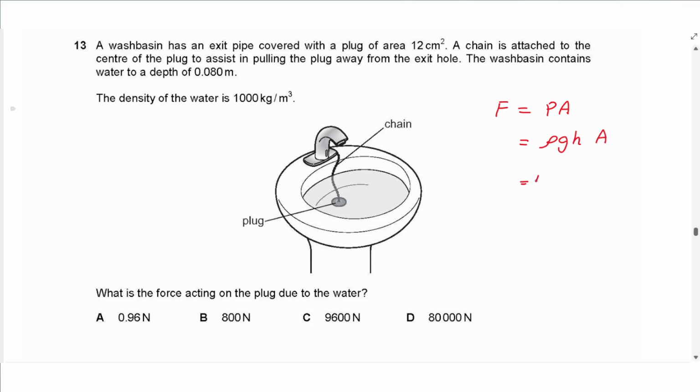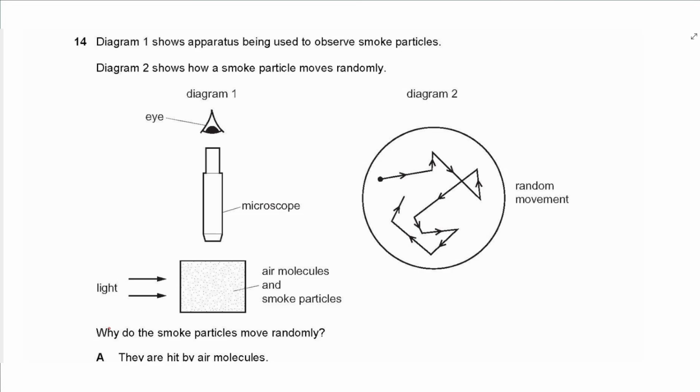So we have the density as 1000 and g 9.8, the h depth 0.080, and we have the area 12 divided by 100 squared, which is 10,000, or we can multiply by 10 to the power of negative 4 to convert it from centimeters squared to meters squared. That gives an answer of 0.9408, which is closest to the choice A here, again because g was 10 newtons per kilogram in this year, so we choose A.